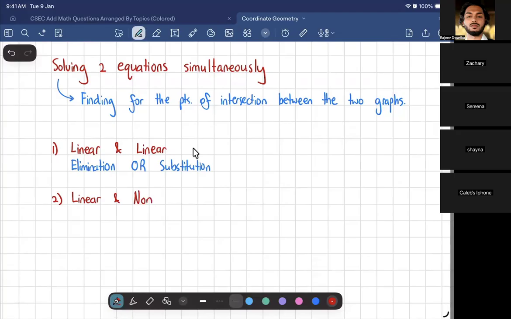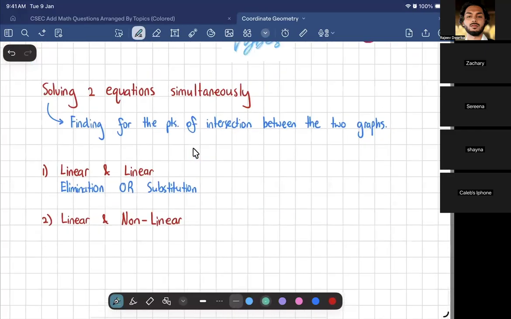So a linear equation will be y is equal to mx plus c. What are some examples of nonlinear equations? Do you guys know? Zachary, do you know any nonlinear equations? I think so, sir. First of all, quadratic will be one.